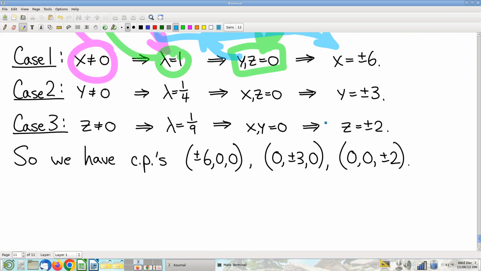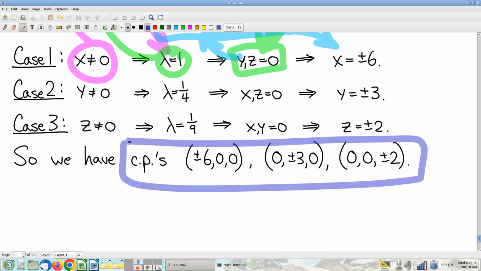And so you can see how dramatically wrong it would have been to just say there are no critical points. One little oopsie, a divide by 0 oversight, and we would have missed 6 critical points, and that would be catastrophic on an exam. So be very, very careful. Make sure not to divide by 0 accidentally.